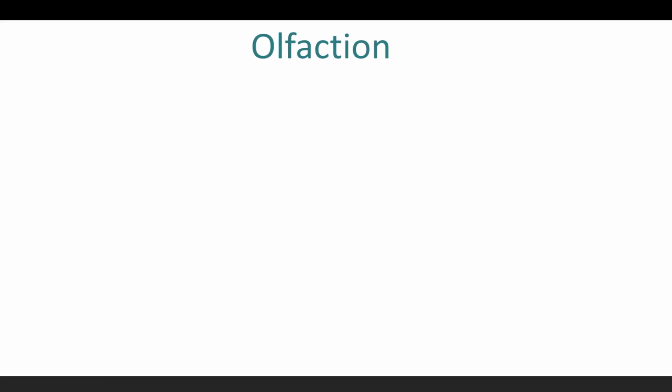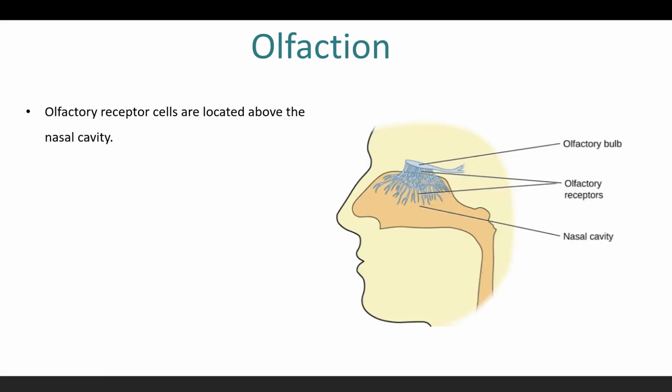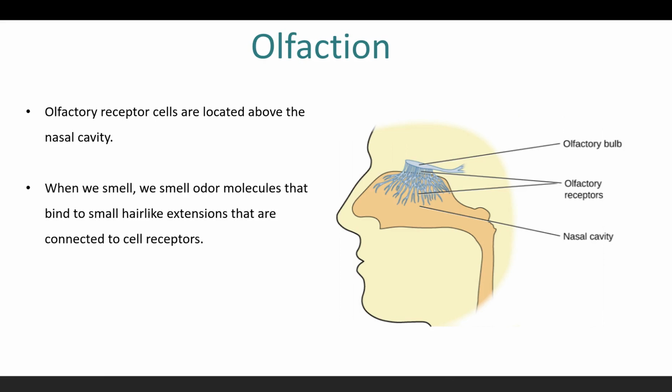And then olfaction involves smell. We have olfactory receptor cells, which are located above the nasal cavity. When we smell through our nose, we smell odor molecules that bind to small hair-like extensions, as you see in that photo there, that are then connected to different cell receptors, which send information of smell to our brain.